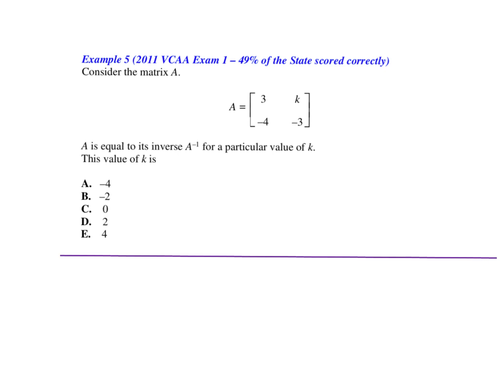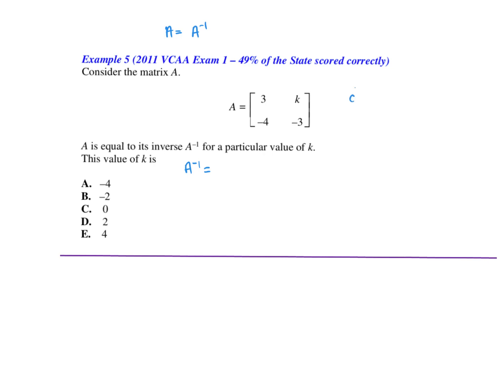Okay, so with this one, it says, consider matrix A. So they've given me a matrix A, and they said A is equal to its inverse for a particular value of k. So what that means, if they're saying that A is equal to its inverse, it means they're going to look exactly the same, okay? So what you might want to do, you go, all right, so I don't know what to do here. So I'm thinking, I'm just going to find the inverse using what I've got there, okay?